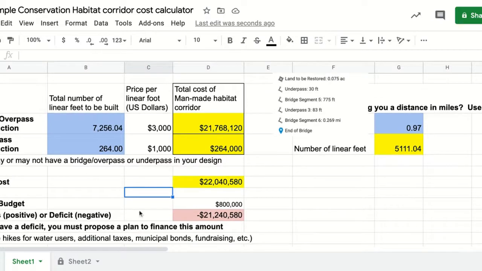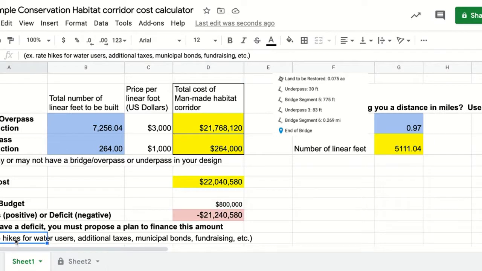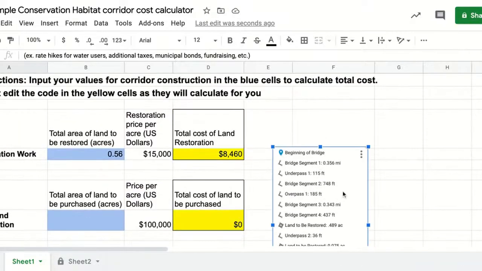If I have a deficit, which I do, I would need to propose a plan on how I'm going to finance it. Part of my plan, I'm going through Nike. Maybe Nike can help supply some of the funding for this. Maybe I'm going to tax the people of Beaverton. Maybe I'm going to ask for bonds. Maybe I'm going to try fundraising at different events, something to raise this $21 million, right? I need to have a plan of how I'm going to do that in order to conserve this corridor for my animal.